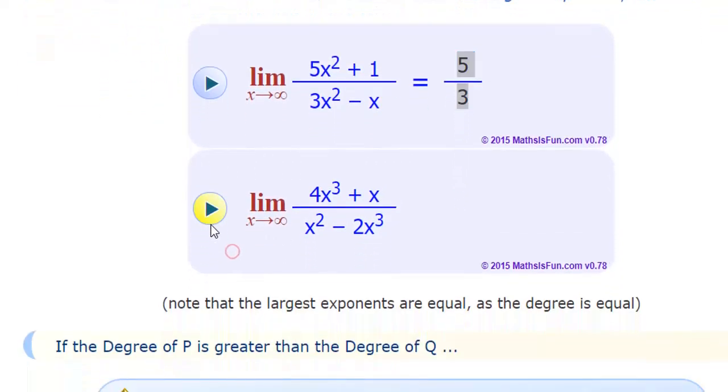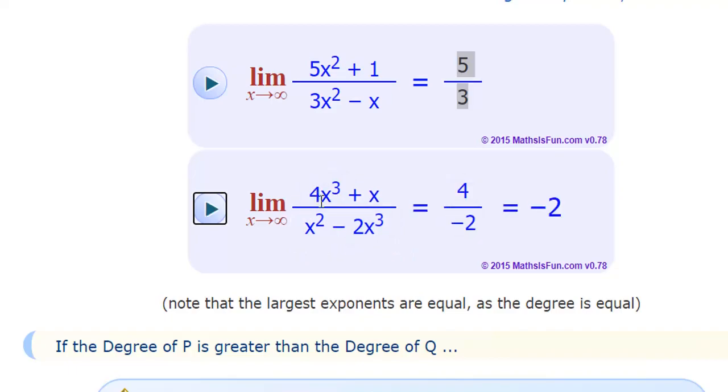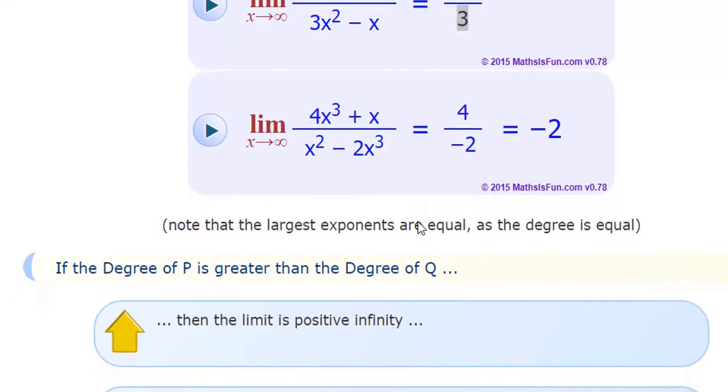For this one, ang highest exponent niya is 3 and the coefficients are 4 over negative 2, and that would be negative 2. So meaning, ang iyahang limit as x approaches infinity is a constant, or c, constant.